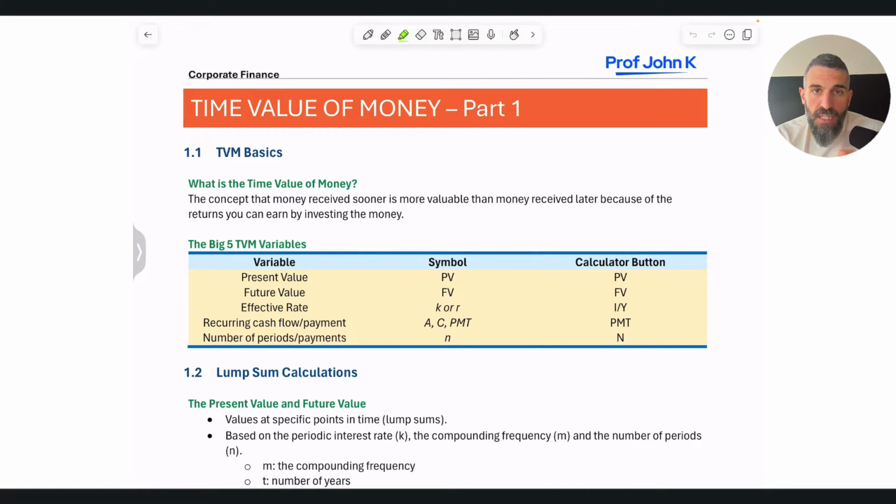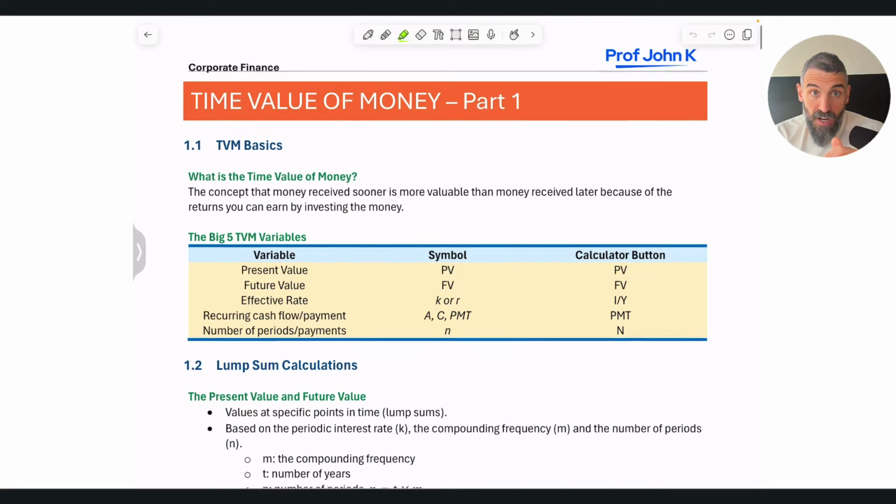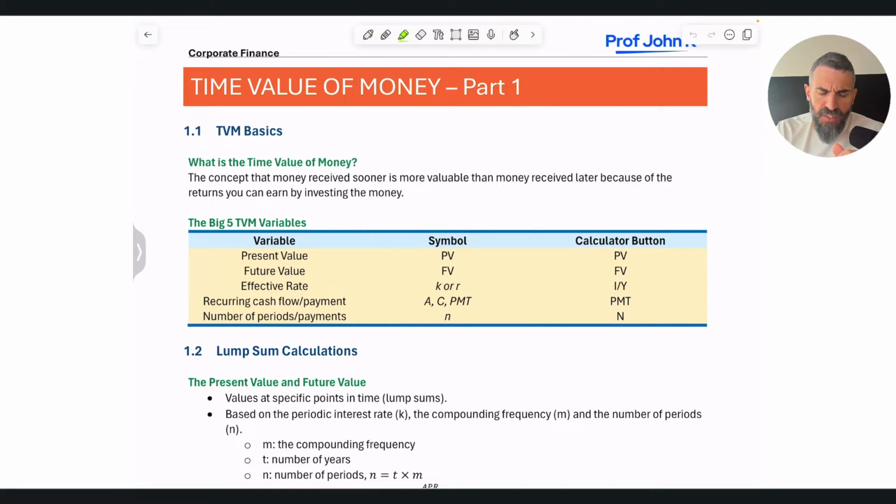What we're going to be looking at in this lesson is the fundamentals, right? What are the basic operations? What are the things you want to look for? So let's start with the big 5 variables. There's a lot that goes into TVM, but it really revolves around these 5 things. The present value and the future value. These are what we call lump sums.